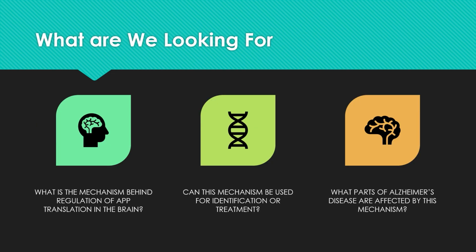Alright, so as I mentioned earlier today, we'll be looking at the paper, Expression of BC1 impairs spatial learning and memory in Alzheimer's disease via APP translation. Precisely, we will look at what is the mechanism behind regulation of APP translation in the brain. Then, can this mechanism be used for identification or treatment of Alzheimer's disease? And lastly, what part of Alzheimer's disease are affected by this mechanism?